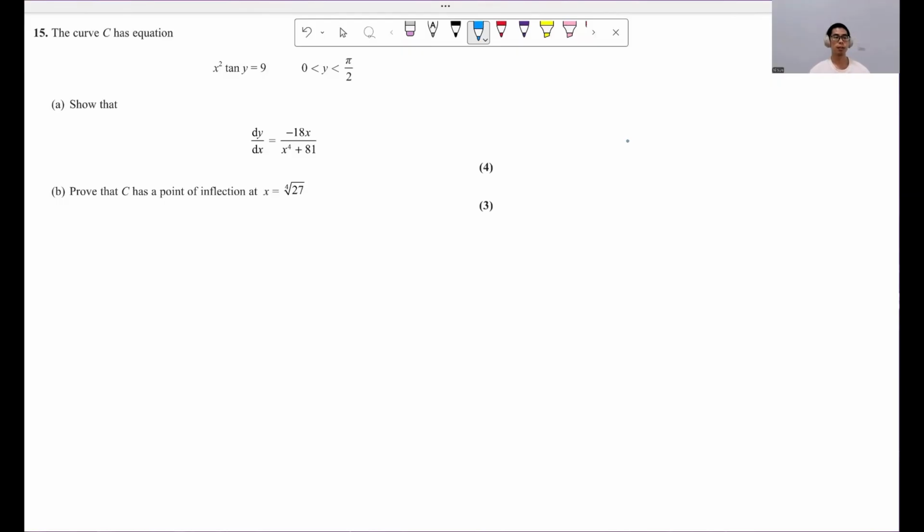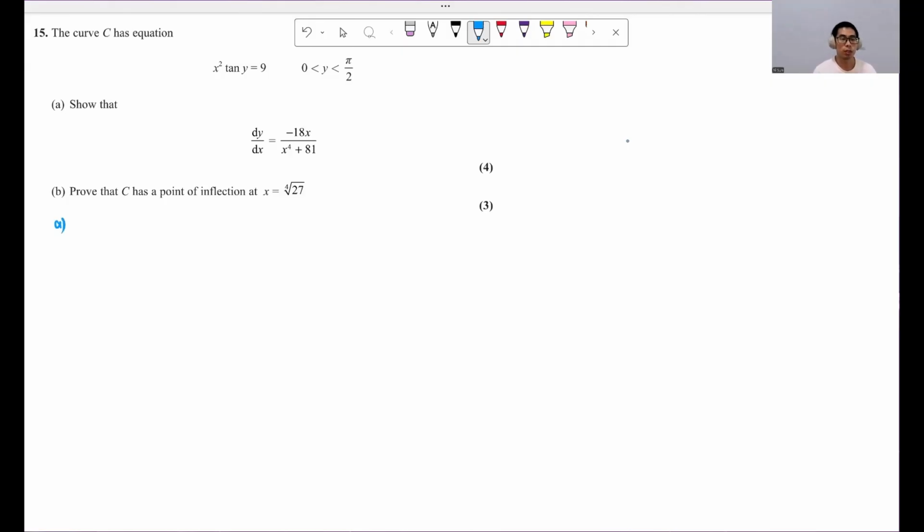Question 15. The curve C has equation x squared tan y equal to 9, where y is more than 0 and less than pi over 2. Show that the derivative is equal to negative 18x over x power 4 plus 81. Okay, so just differentiation, and it's implicit differentiation, and try to rewrite into this form.